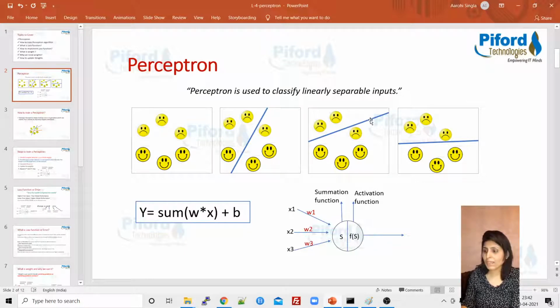Then we shifted this line a little bit more. After that we get this line over here. Now you can see all the happy smileys are in a single class and all the sad smileys are in another class. So we have classified our data correctly over here. For these kinds of problems we can use the perceptron, because the perceptron is used to classify linearly separable inputs.